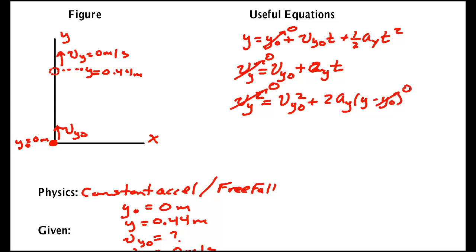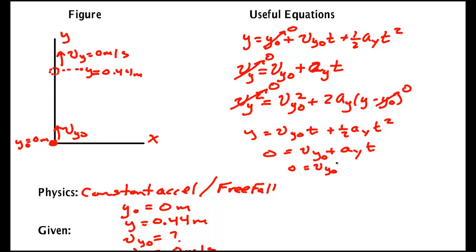This is 0. And in fact, I might rewrite these equations to make it a little easier. Y is Vy naught t plus 1/2 ay t squared. 0 is Vy naught plus ay t. 0 is Vy naught squared plus 2 ay times Y. So those are my three equations, 1, 2, and 3.